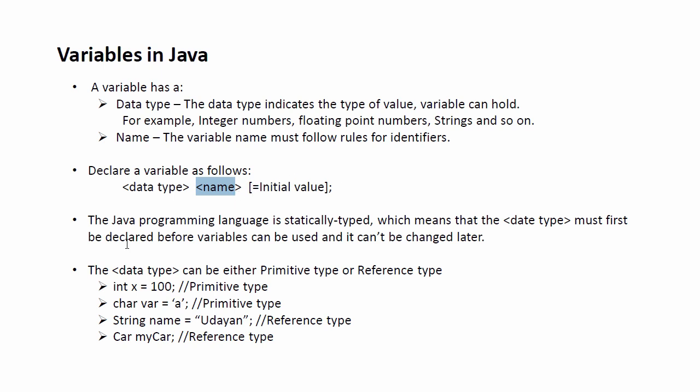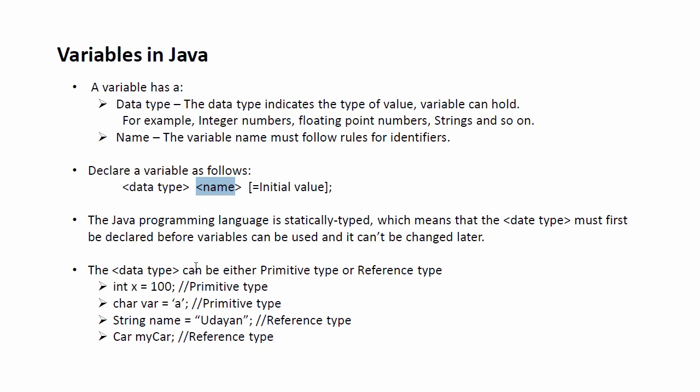Most important point to note is that the Java programming language is statically typed, which means that the data type must first be declared before variables can be used and it cannot be changed later. We'll come back to this point when we see variable example.